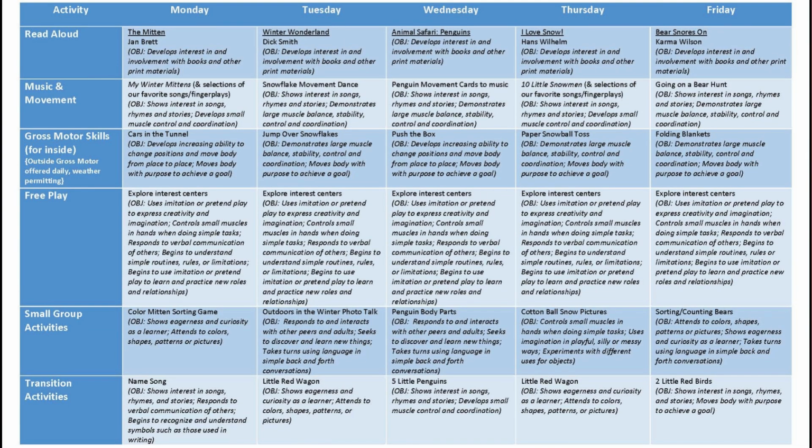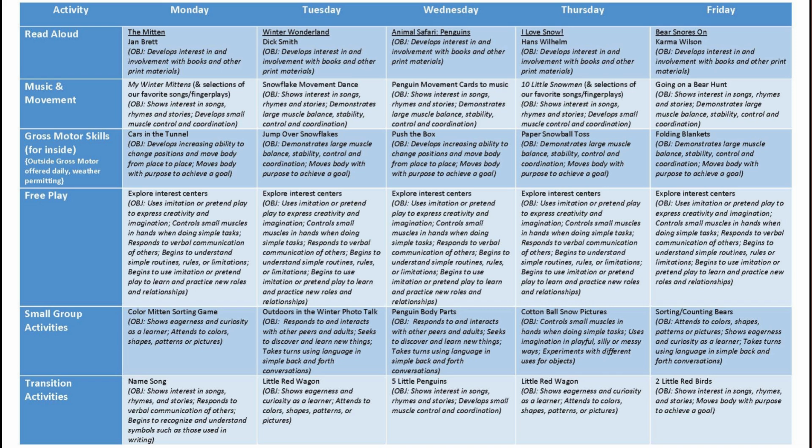Let's take a closer look at a lesson plan made for a toddler classroom. The teacher who wrote this plan used a template that allows her to write something in for every day of the week, and she's broken down the plan to be in alignment with her schedule. We see in the read aloud section, she's chosen a different book for every day of the week. This was a choice she made to support the Birth to 3 objective, develops interest in and involvement with books and other print materials. Remember that it would also be okay to use the same book several days in a row, as children thrive on repetition, and there are different ways to talk about a book so children can get something new each time.